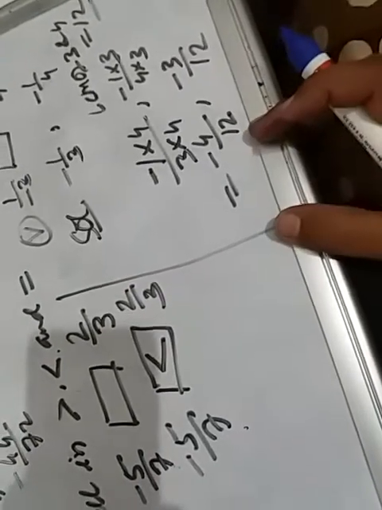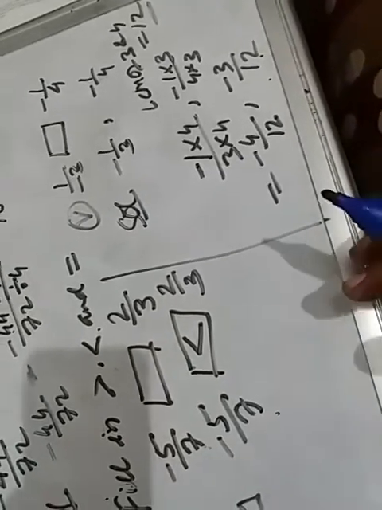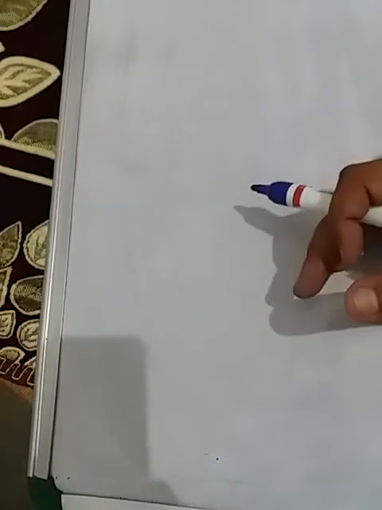Now children, see minus 4 upon 12 and minus 3 upon 12. Here both the denominators are same. Now let us compare. When the denominators are equal, we have to compare the numerators. The rational number with the greater numerator is greater, and the rational number with the smaller numerator is smaller.